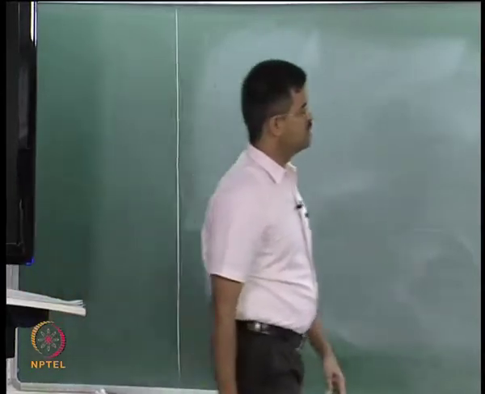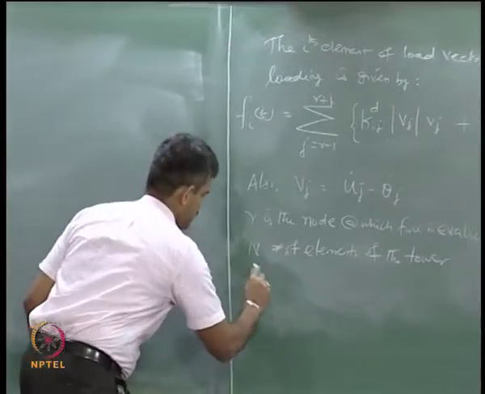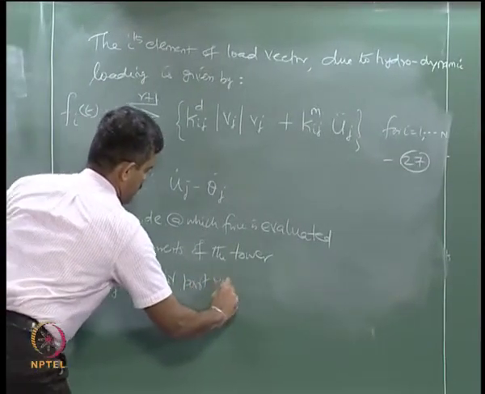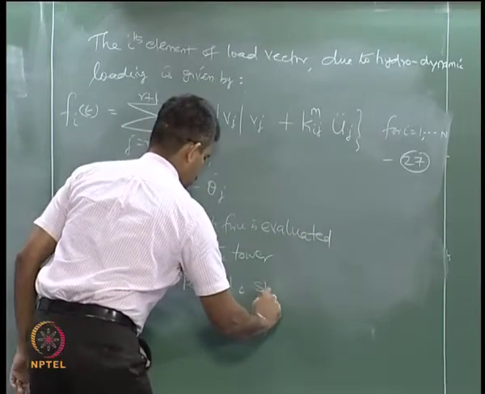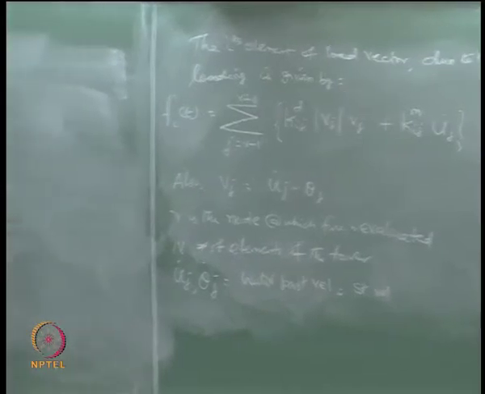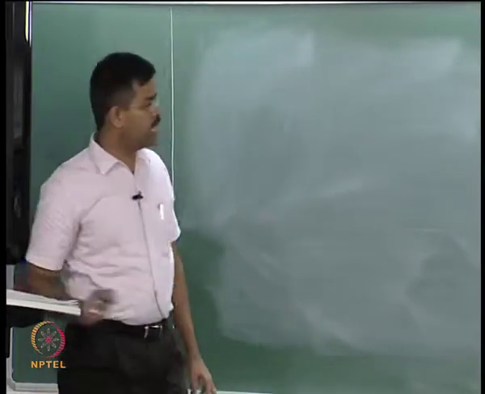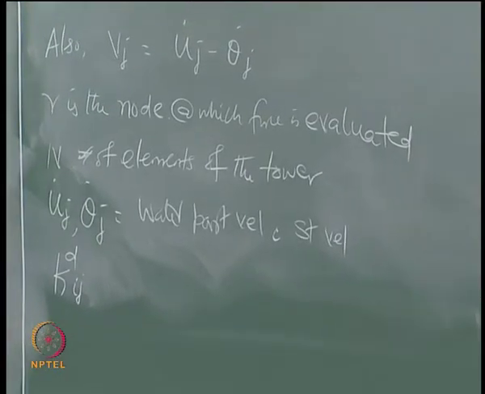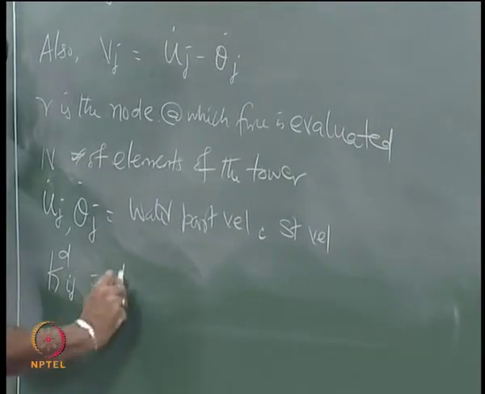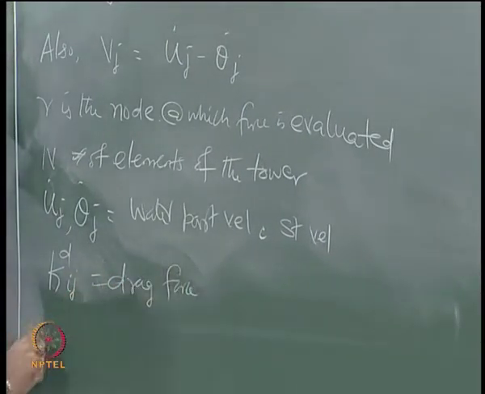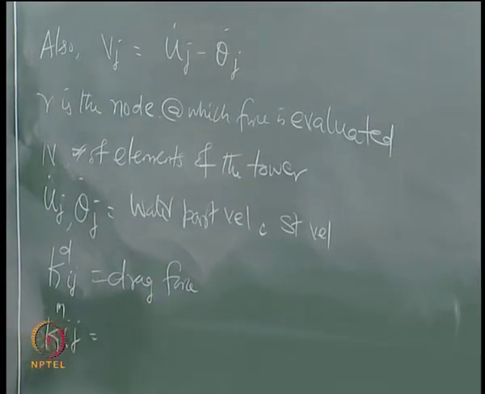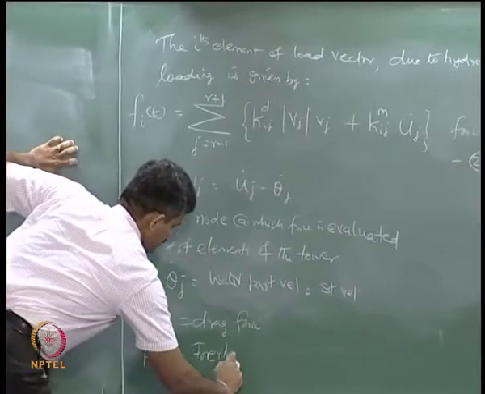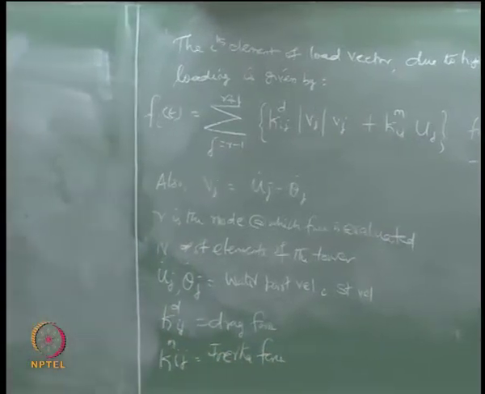Of course u dot and theta dot are the water particle velocity and structural velocity respectively. Kdij is the drag force, and Kmij is the inertia force of f of t.